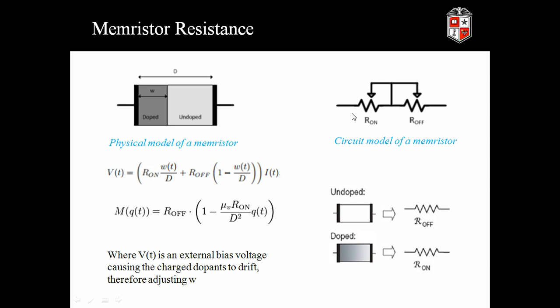Here the on resistance is the minimum amount of resistance that the circuit offers, whereas the off resistance is nothing but the maximum amount of resistance it offers for a negative voltage. This is the voltage and current relation relating these on resistance and off resistance, the width of the doped region and the width of the undoped region, and D is the total width of the semiconductor material.